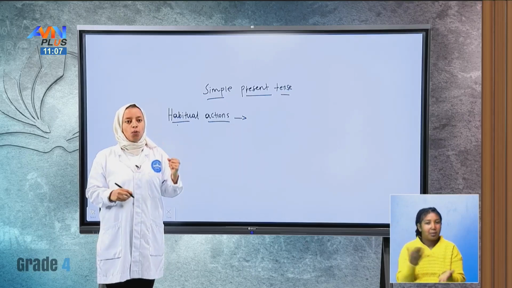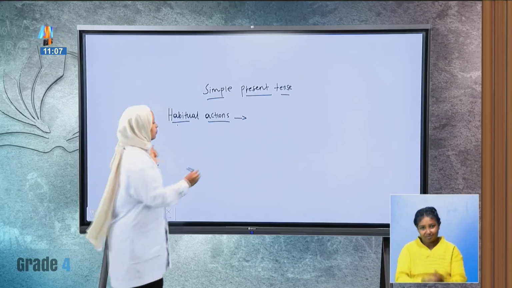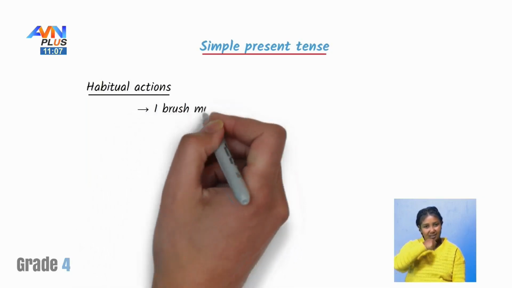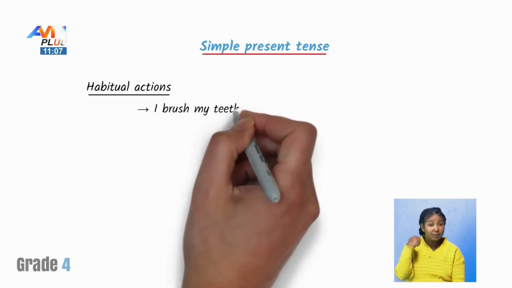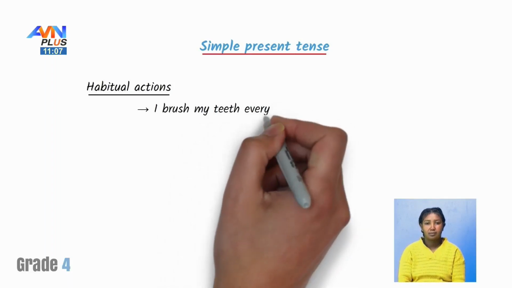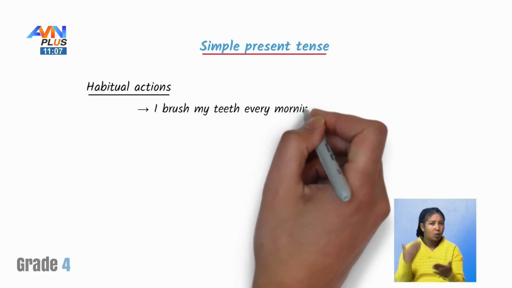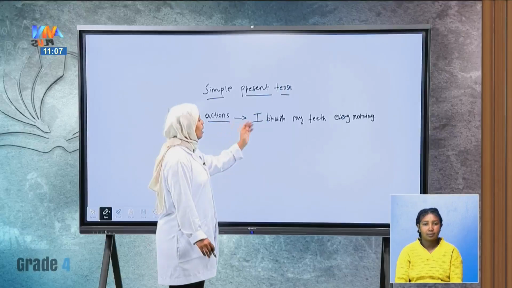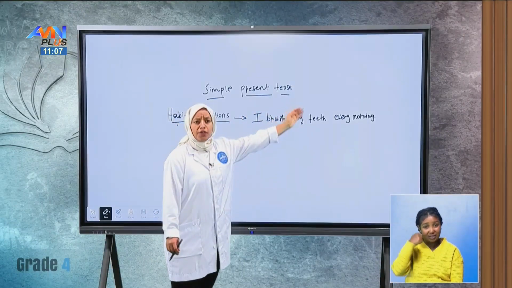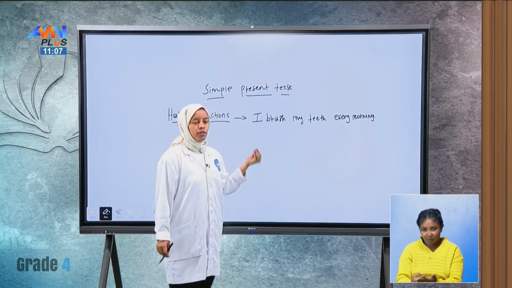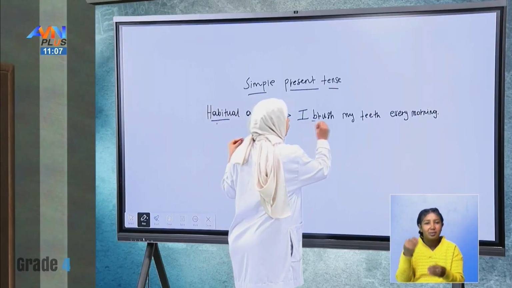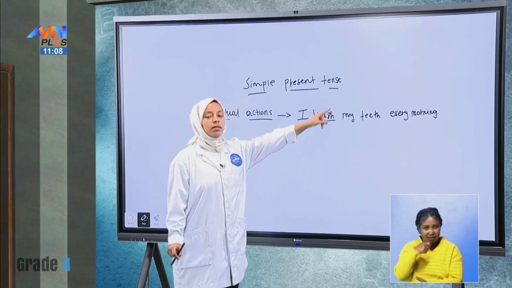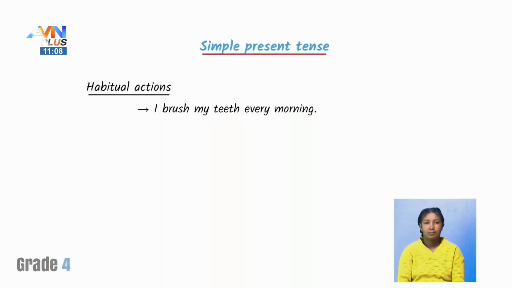Let me give you one example. I brush my teeth every morning. This is an action that you are doing every morning. Here is a verb. We can use the verb: brush my teeth every morning, every day.